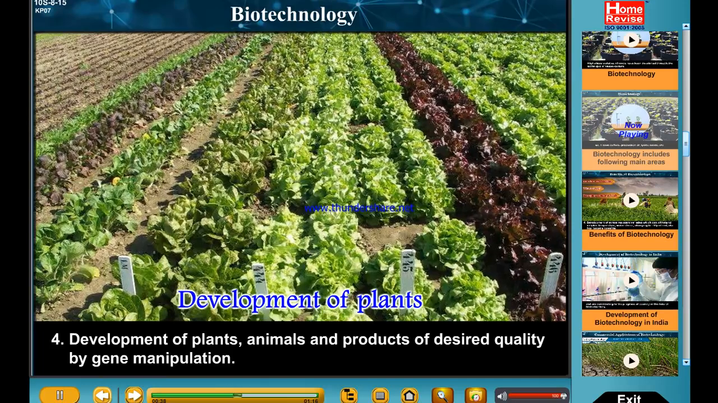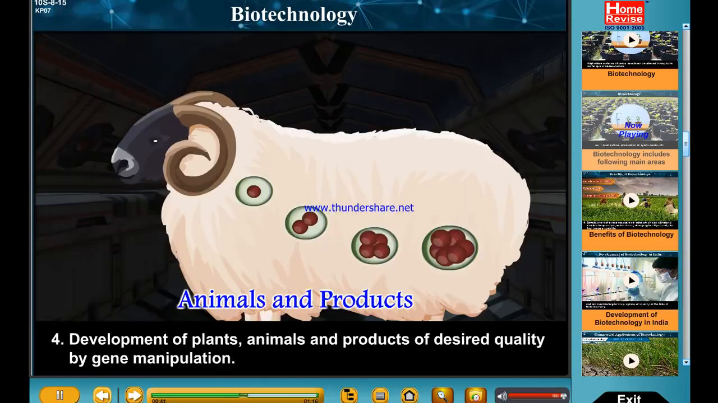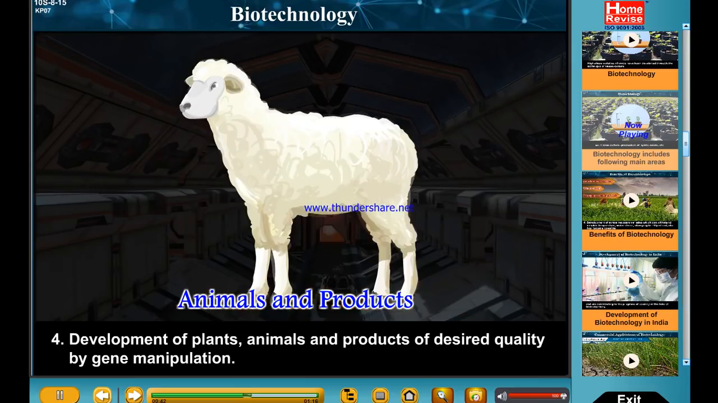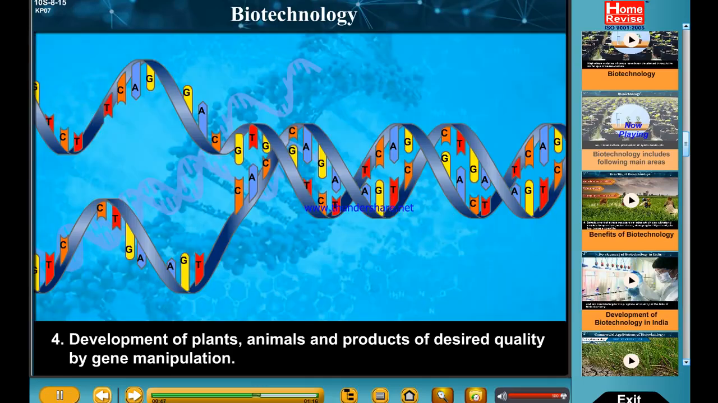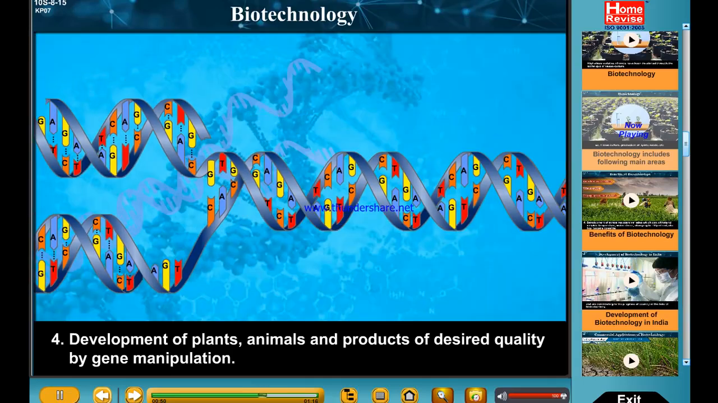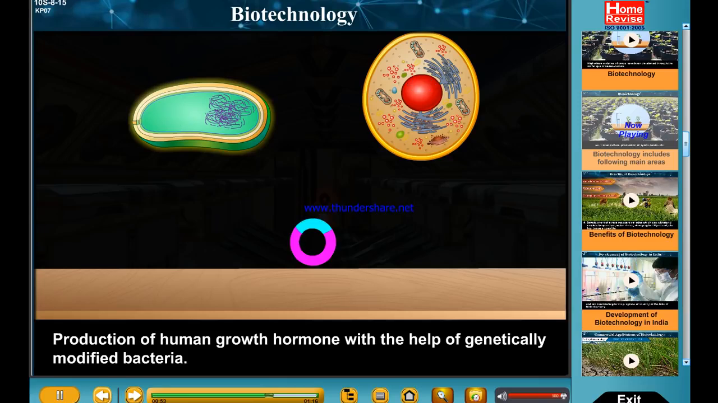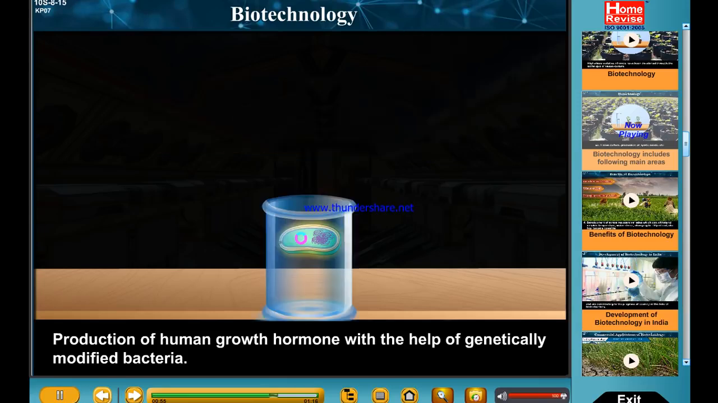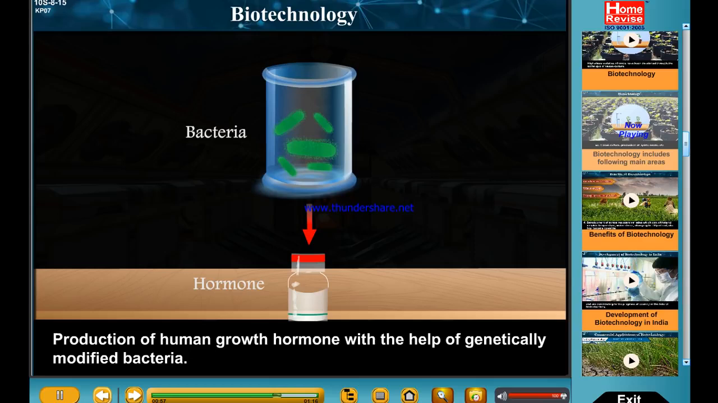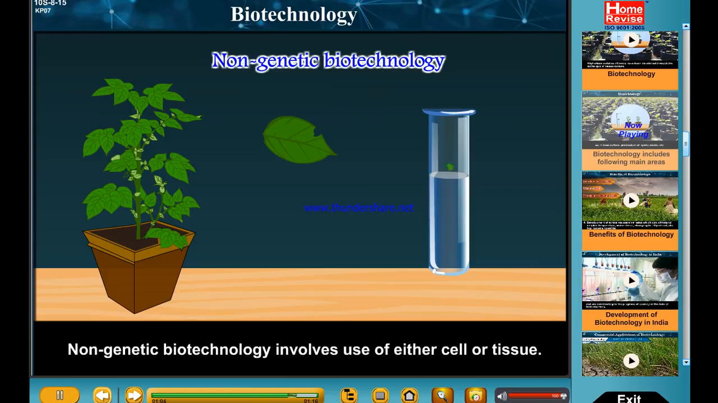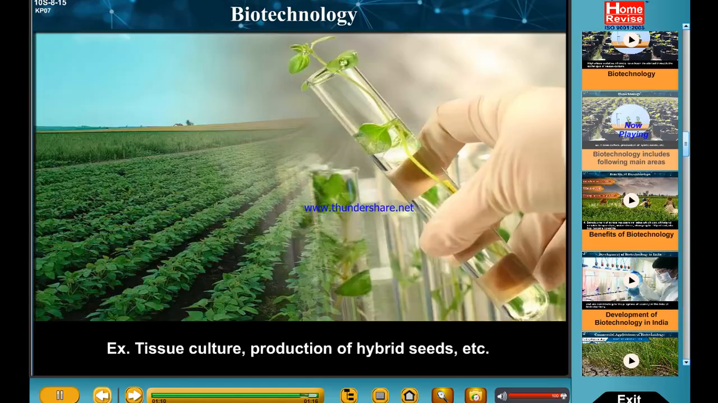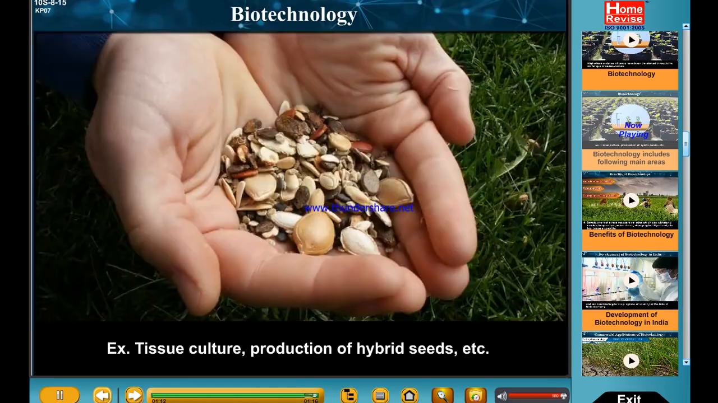4. Development of plants, animals, and products of desired quality by gene manipulation. Production of human growth hormone with the help of genetically modified bacteria. 5. Use of genetic and non-genetic technique. Non-genetic biotechnology involves use of either cell or tissue. Example, tissue culture, production of hybrid seeds, etc.